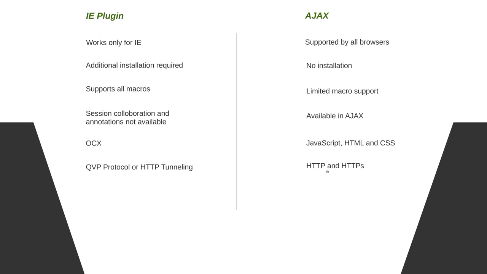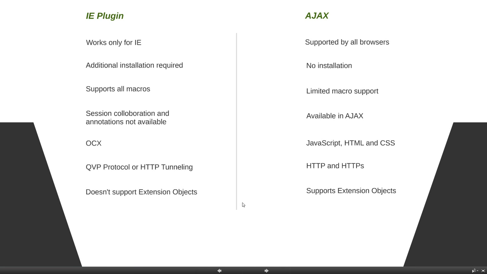Communication protocol, IE plugin uses QVP protocol or HTTP for tunneling, whereas Ajax uses HTTP or HTTPS protocol. So if it's secured, it'll be HTTPS. If not, it'll be HTTP. Remember, as I mentioned earlier, HTTP protocol is not encrypted, where the messages are passed in clear text. With IE plugin, there is no support on extension objects. You can't really have extension objects because extension objects are built using HTML, JavaScript, and CSS. So there is no support on IE plugin for extension objects. So these are the fundamental differences between IE plugin and Ajax.